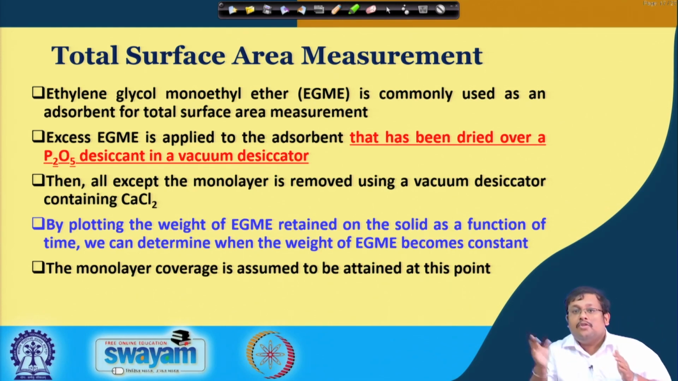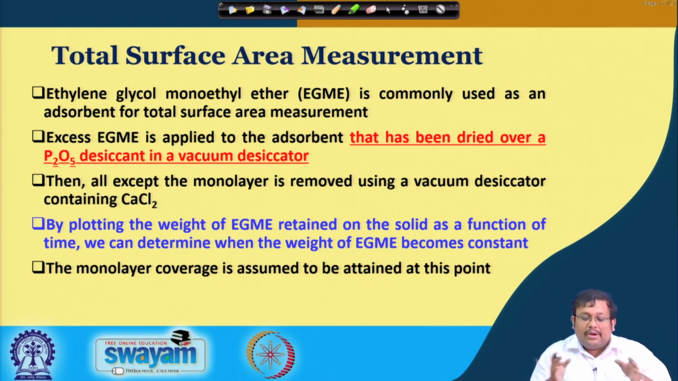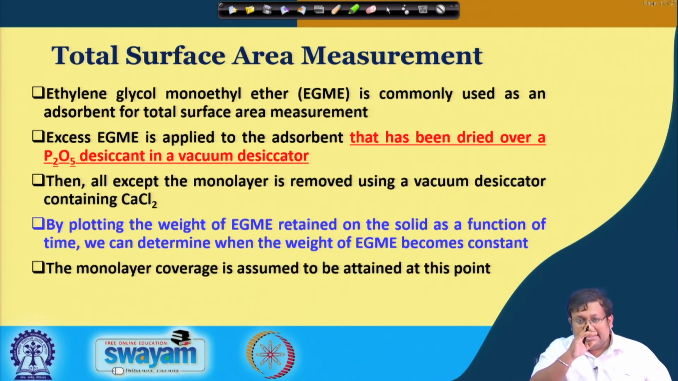When we remove the layers of this EGME, we can plot the weight of EGME retained on the solid as a function of time, because as time passes, obviously the weight of the EGME retained on the surface will go down, and we can then determine when the weight of the EGME becomes constant. The monolayer coverage is assumed to be attained at this point, when the weight of EGME becomes constant. When it is reducing along with the time and becomes constant at a particular time, then we can assume that we are getting the monolayer coverage.